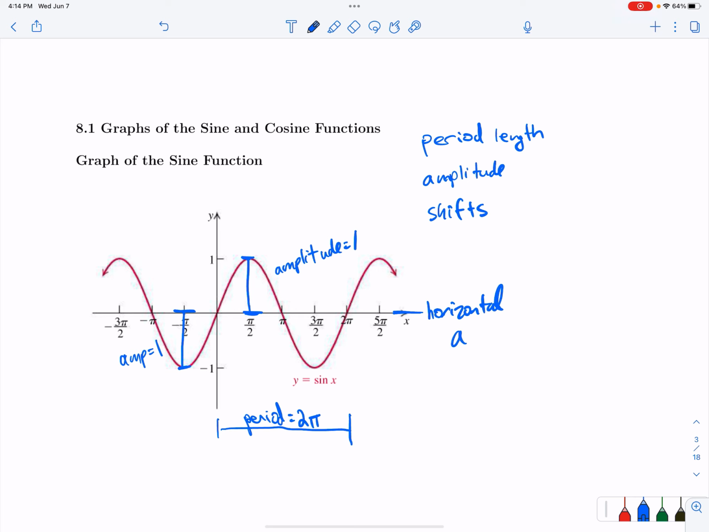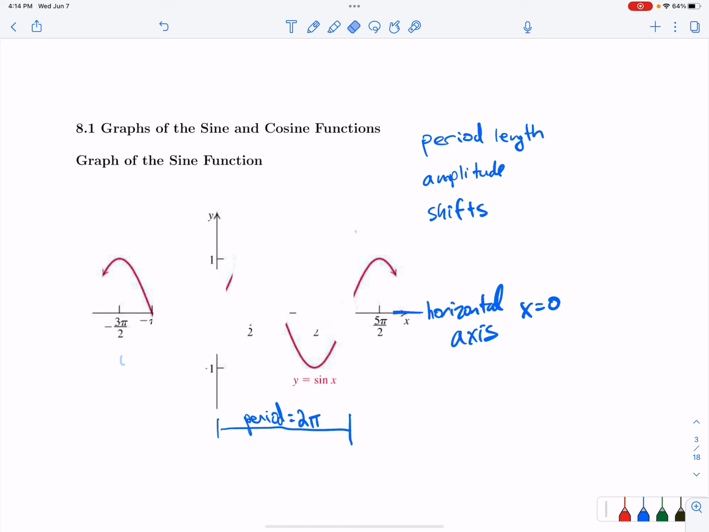Now, the parent function has a horizontal axis of y equals 0. But if we had any vertical shifts, the horizontal axis may be something else. Okay, and then the other key trait about a sine graph is where it hits the x-axis or the horizontal axis. Now the parent function hits at 0, at pi, at 2 pi, and we could continue on 3 pi, 4 pi, 5 pi, etc.